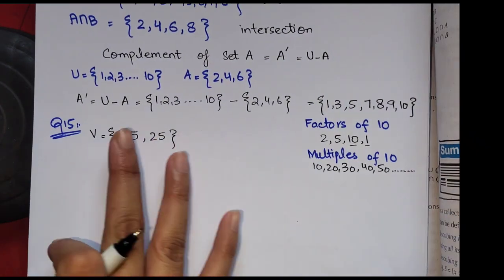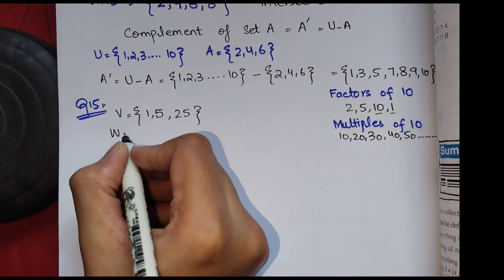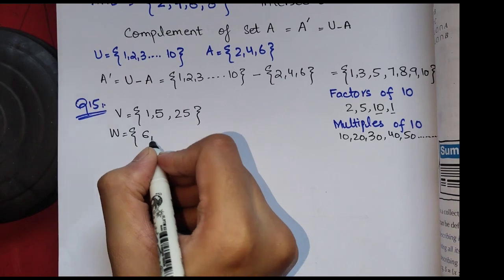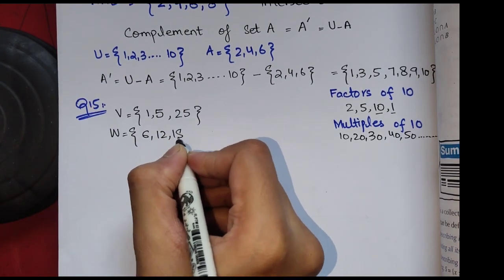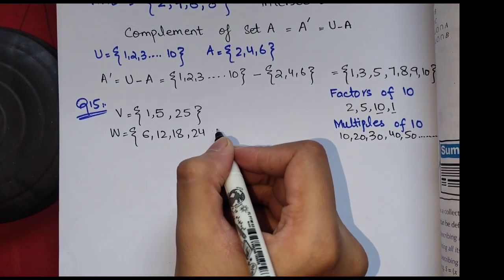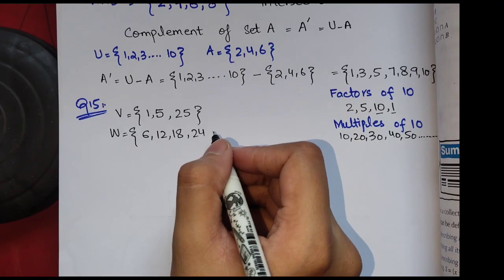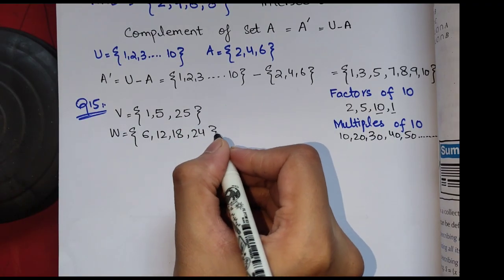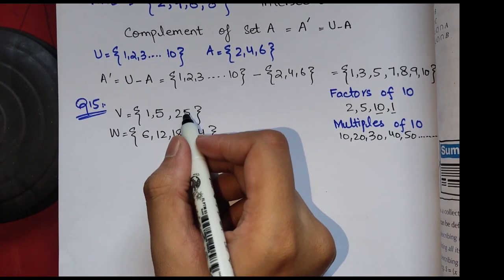Less than 24. The multiples of 6 means you have to write a table of 6. 6 ones are 6, 6 twos are 12, 6 threes are 18, 6 fours are 24, 6 fives are 30. 30 is greater than 25, so we are not writing it. This is your W set and this is your V set.